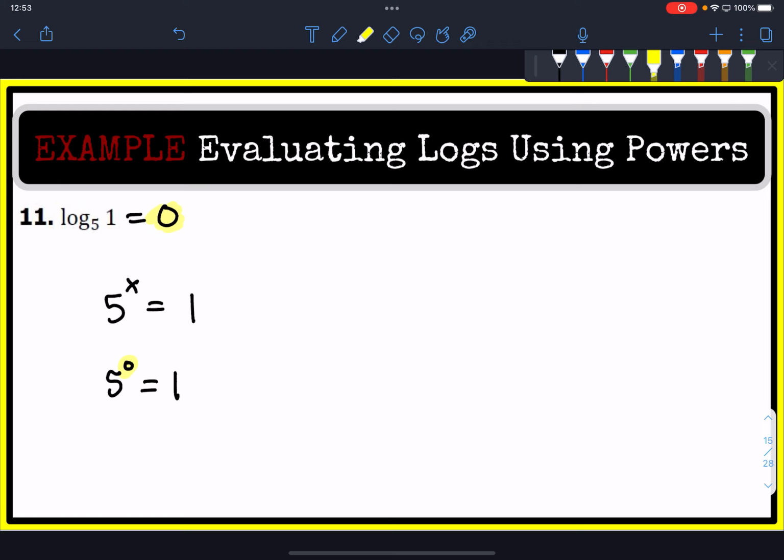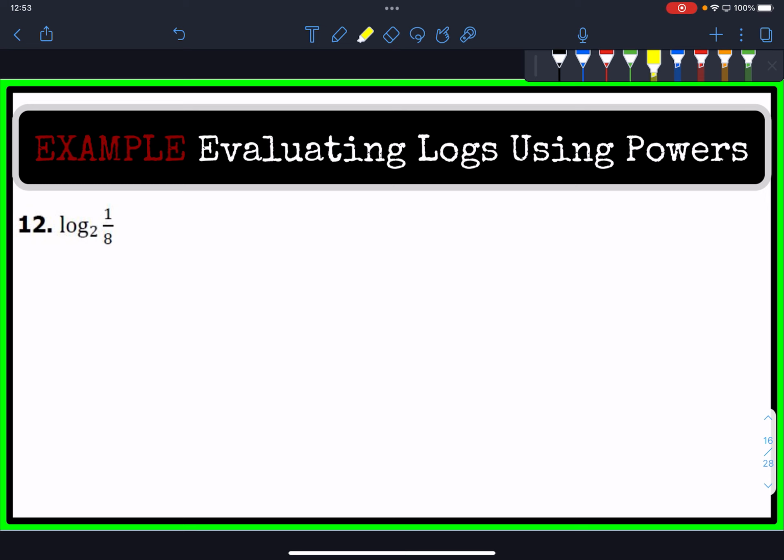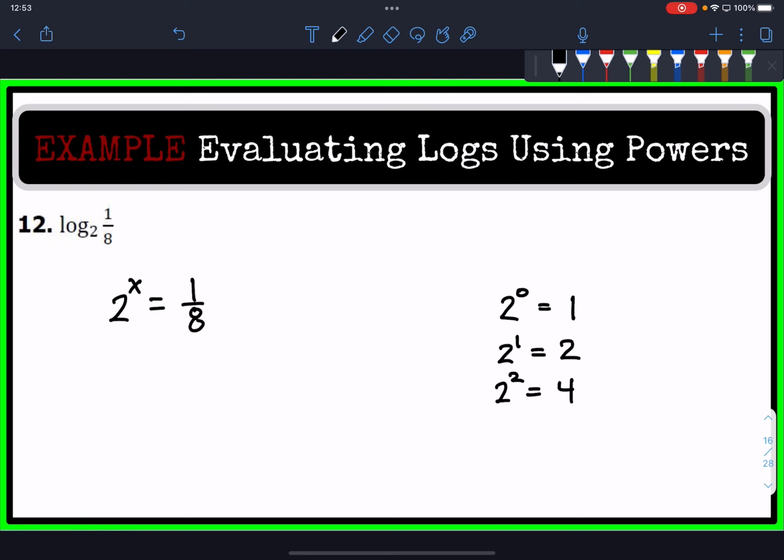This is what we're looking for. So here we have the log base 2 of 1 over 8. So that means 2 to the x power is equal to 1 over 8. And again, if I have 2 to the 0 power, I know that's going to equal 1. 2 to the first power is equal to 2. 2 to the second power is equal to 4. 2 to the third power is equal to 8, and so on.